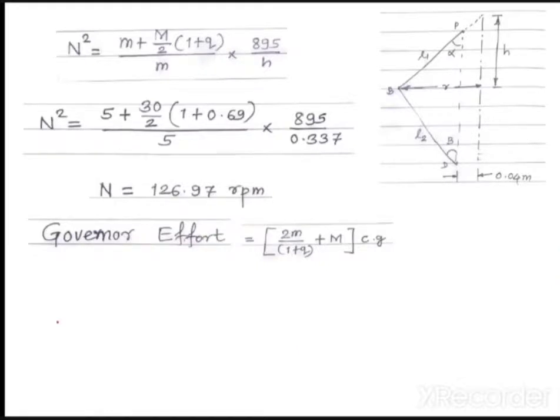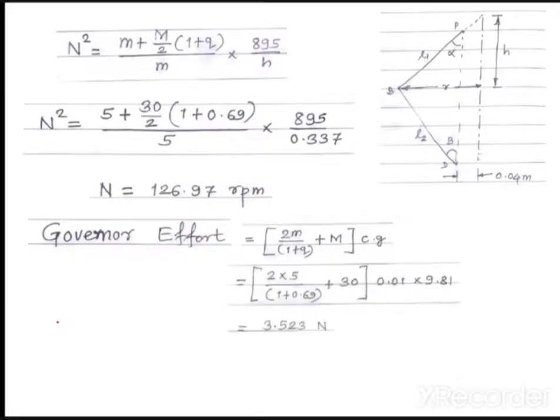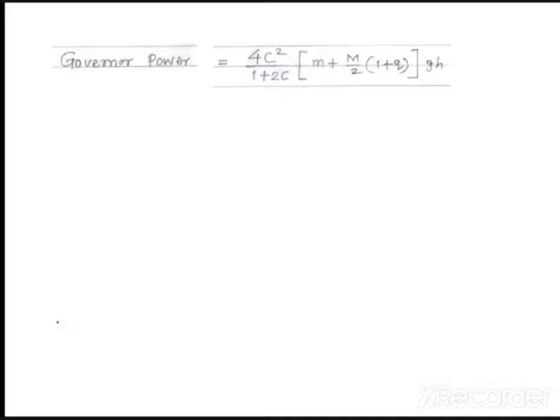I will suggest you directly remember this formula. Then do the calculations. You are getting the governor effort and then the governor power. Now, what is governor power in this case? Now the formula for the governor power after derivation. Again, I have to go for a derivation.